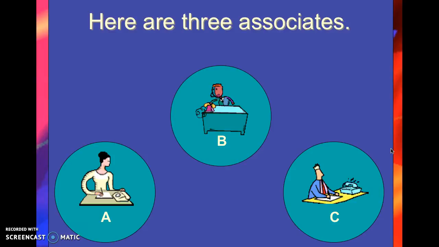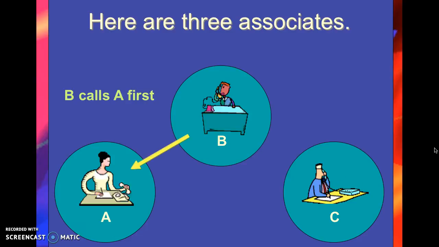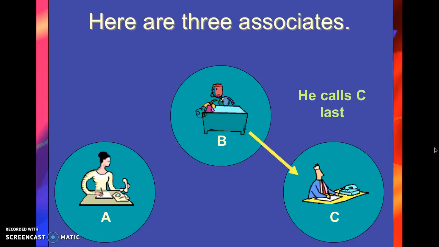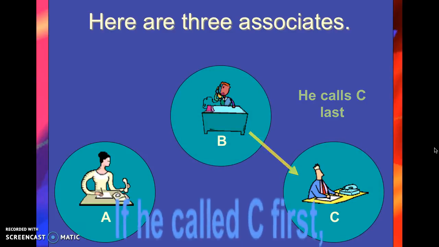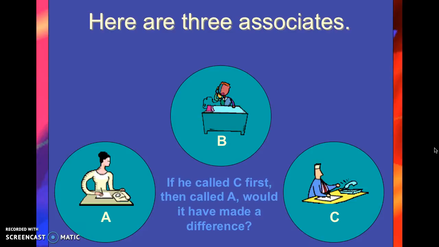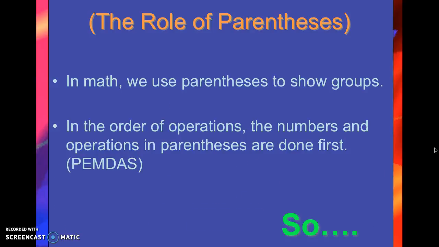Here are 3 associates. There's A, there's B, and there's C. B calls A first. Then B calls C last. If he called C first, then called A, would it have made a difference? No.